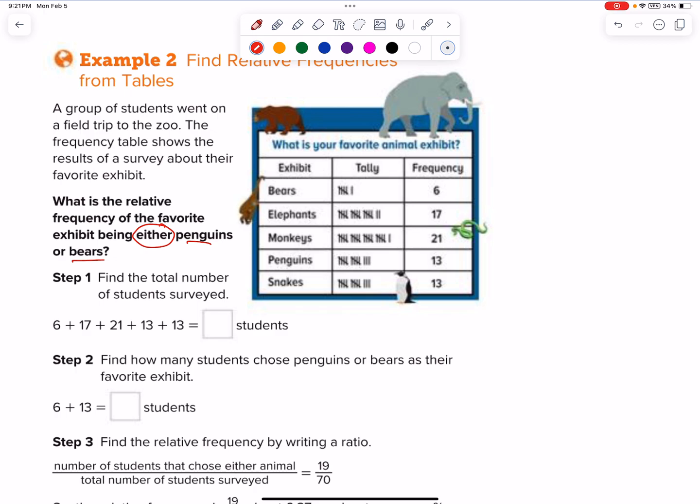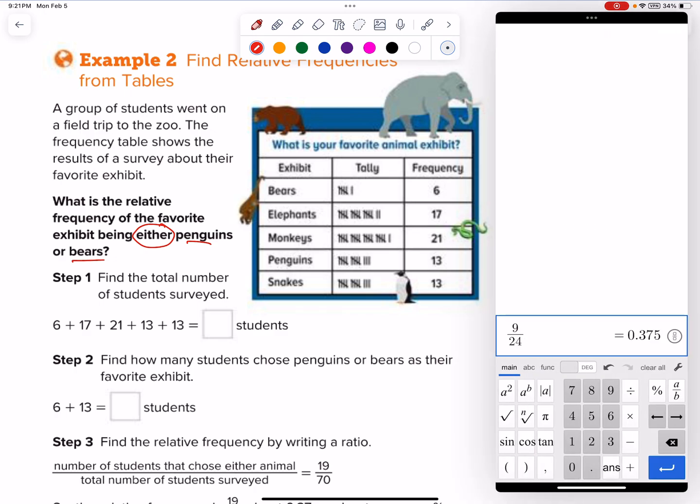So let's go ahead and add those up. So grab Desmos here, trusty Desmos: 6 plus 17 plus 21, plus 13 plus 13, and we get 70 students. How many chose penguins or bears? We have 6 chose bears and 13 chose penguins. So 6 plus 13, so 19 chose either penguins or bears.